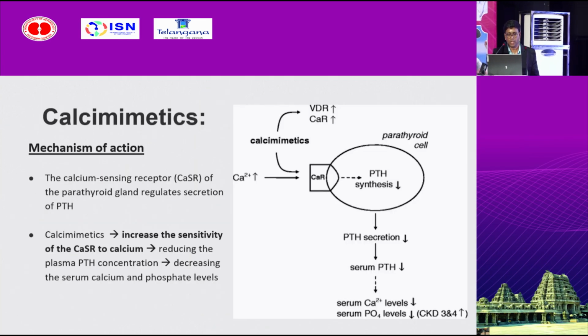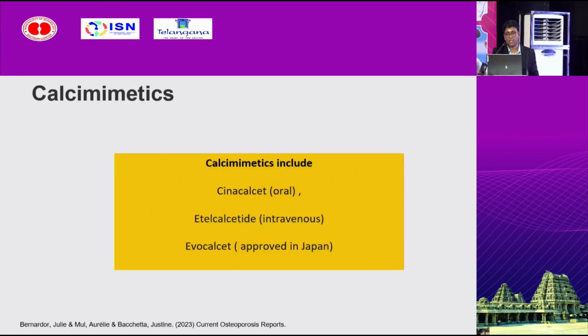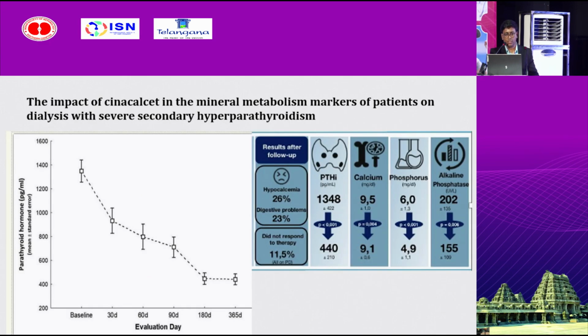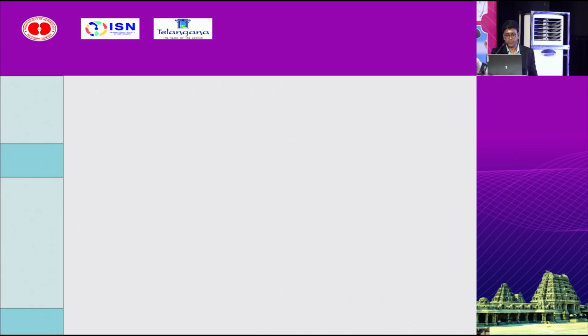Calcimimetics, as we know, increase the sensitivity of the calcium-sensing receptor to calcium, reducing the plasma PTH concentration, thereby decreasing serum calcium and phosphorus levels. We have three: cinacalcet, etelcalcetide, and evocalcet. Cinacalcet is given orally, etelcalcetide is given IV. This was the study at 12 months. There was significant reduction of PTH, calcium, phosphorus, and alkaline phosphatase parameters, and this reduction was sustained and gradual.